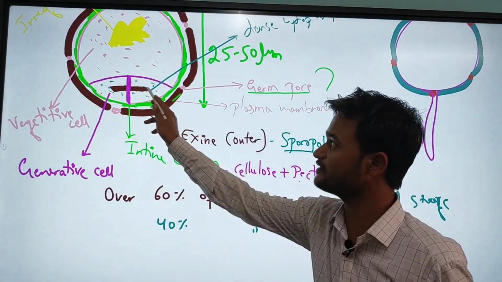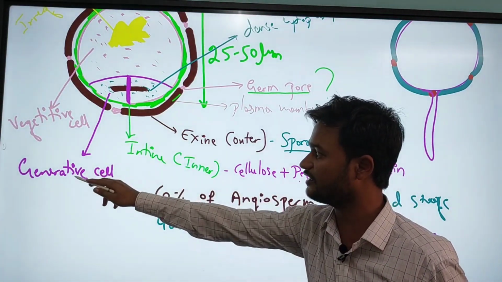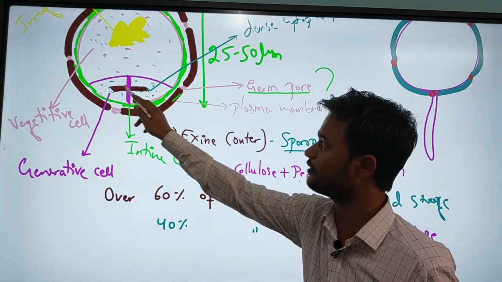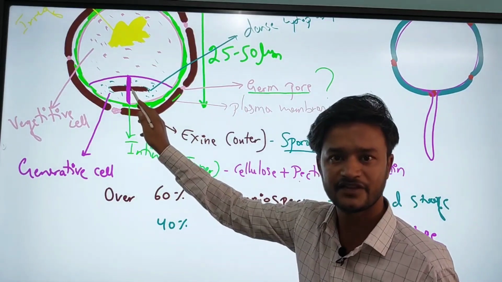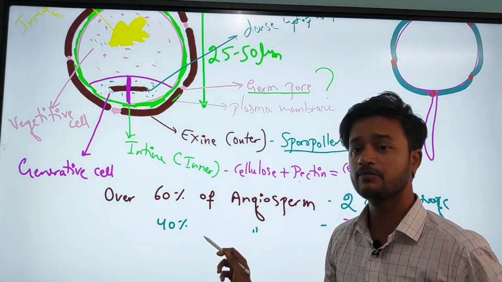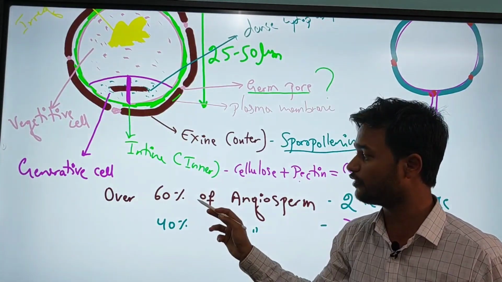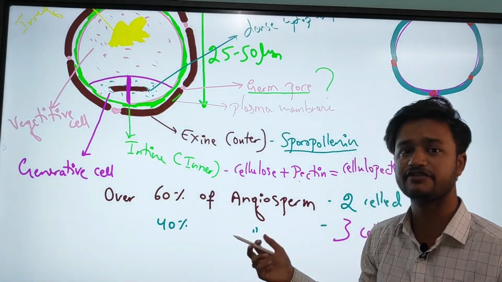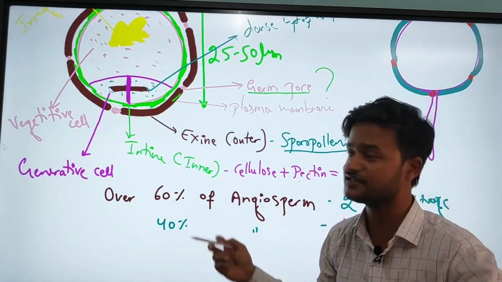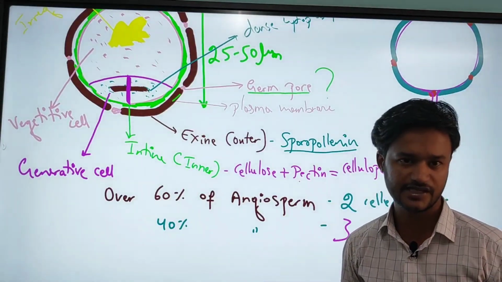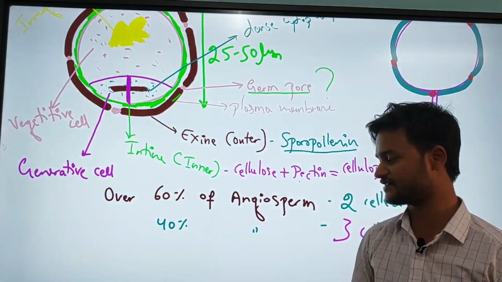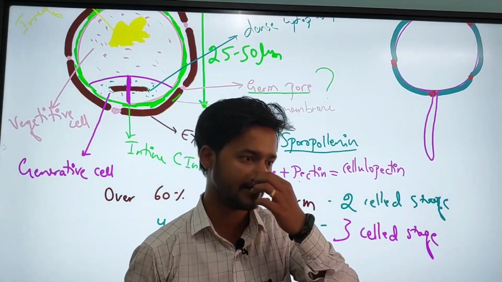That means after mitotic cell division in the generative cell, three cells are formed: one vegetative cell and two male gametes. That is called the three-celled stage. But over 60% of angiospermic plants shed their pollen grains in the two-celled stage, with one vegetative cell and one generative cell, right? So let us discuss the next one.